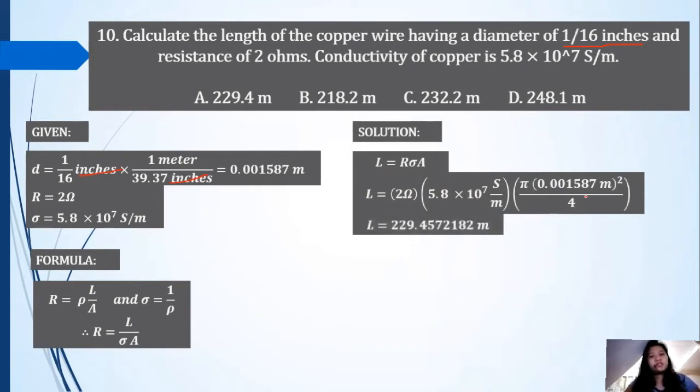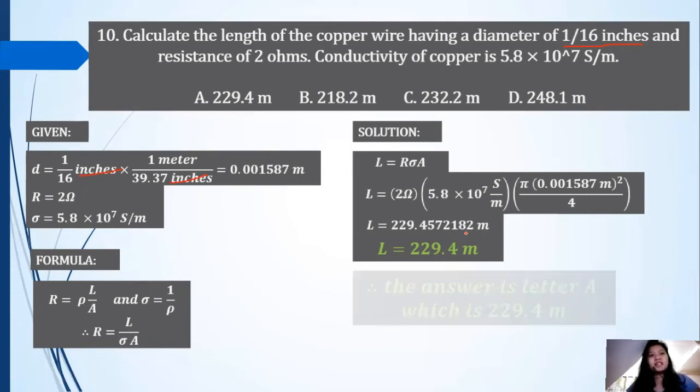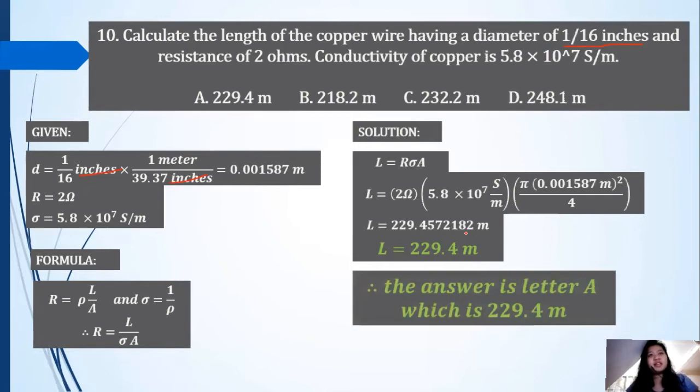And to solve this using our calculator, we will have the answer 229.4572182 meters. So the answer for the length of the copper wire having a diameter of 1 over 16 inches and a resistance of 2 ohms is 229.4 meters. Therefore, the answer is letter A, which is 229.4 meters. And that is for number 10. Let's proceed with the next number.